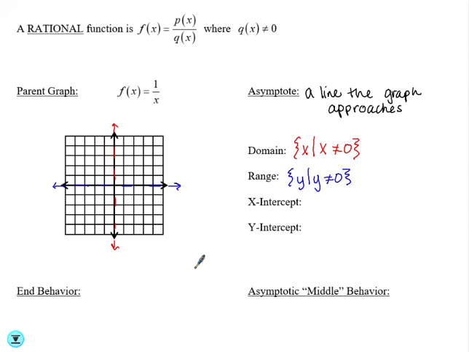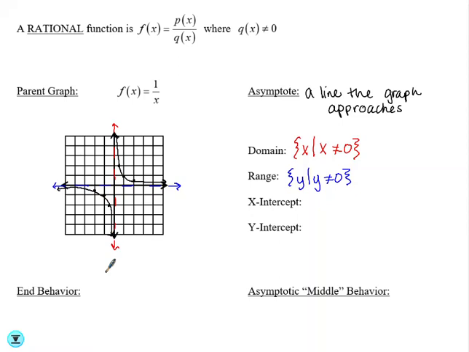Now, if you make a t-chart and find a whole bunch of points that'll be on this function, you'll get points like 1/2, 2, 1, 1, 2, 1/2, which will give you this half of the function. And if you plug in some negative numbers like -1/2, you'll get -2. -1, you'll get -1. And if you plug in -2, you get -1/2. And that'll give you this other branch of the function.